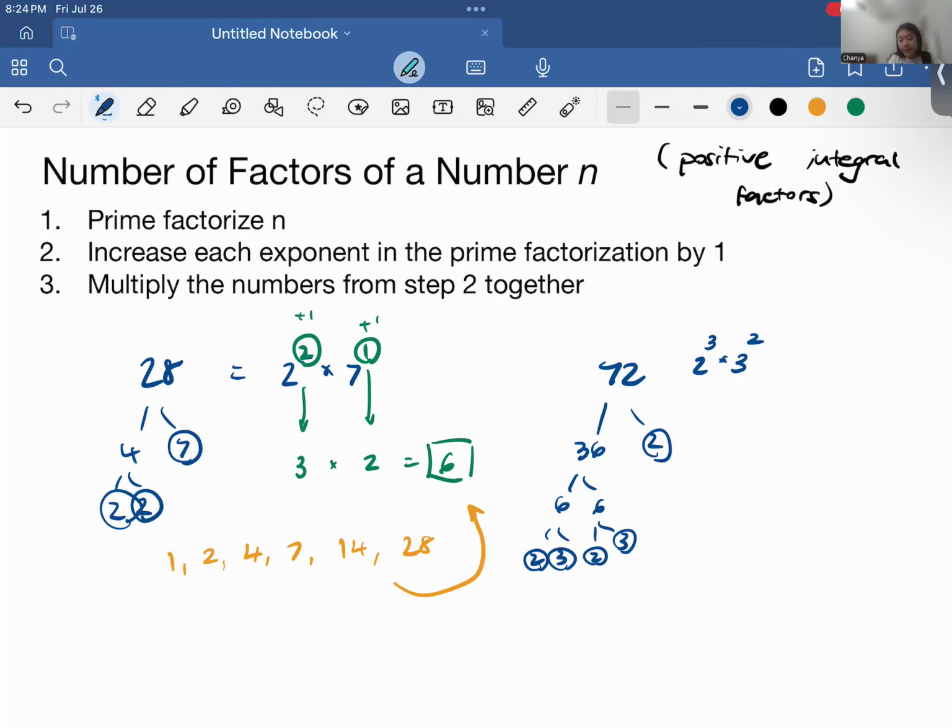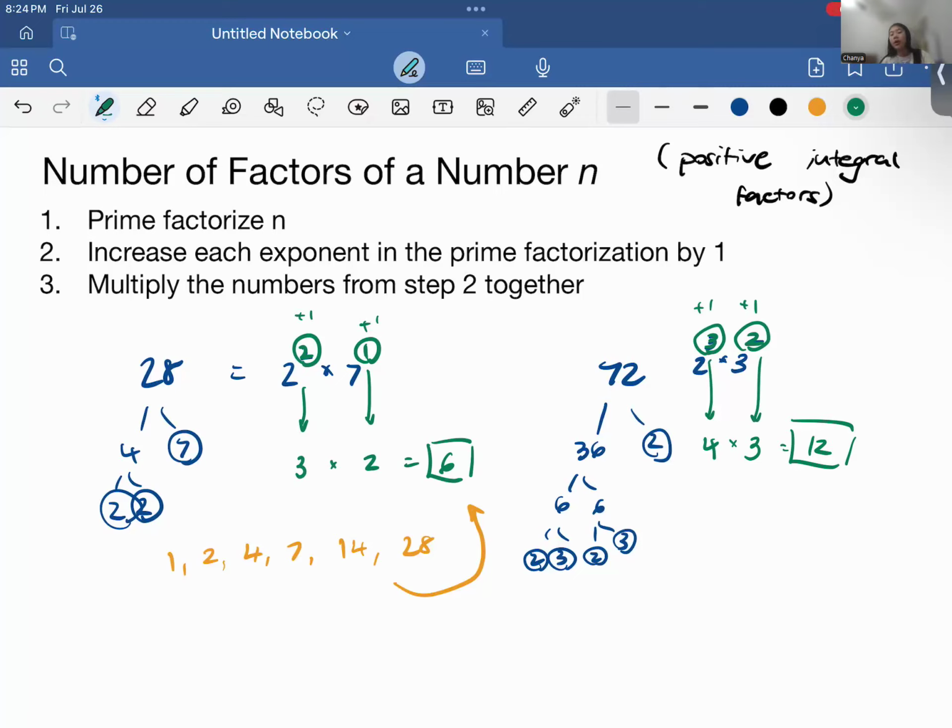We did step 1. Now we're going to do step 2, increase each exponent by 1. The exponent here is 3, and the exponent here is 2. So we're going to increase each of these by 1. Here we get 3 plus 1 is 4, and here we get 2 plus 1 is 3. Now we're going to do step 3 and multiply 4 times 3 to get 12. I'm going to leave it as an exercise for the viewer to list out the factors of 72 and verify that this answer is indeed correct.